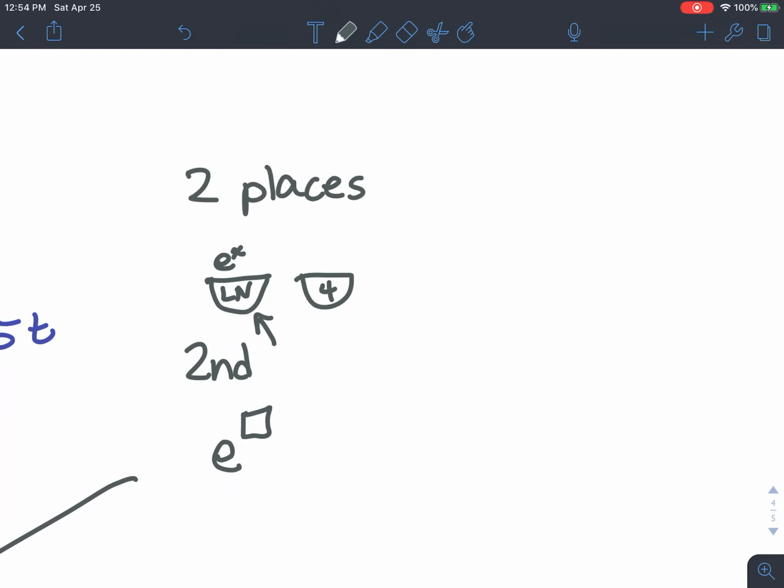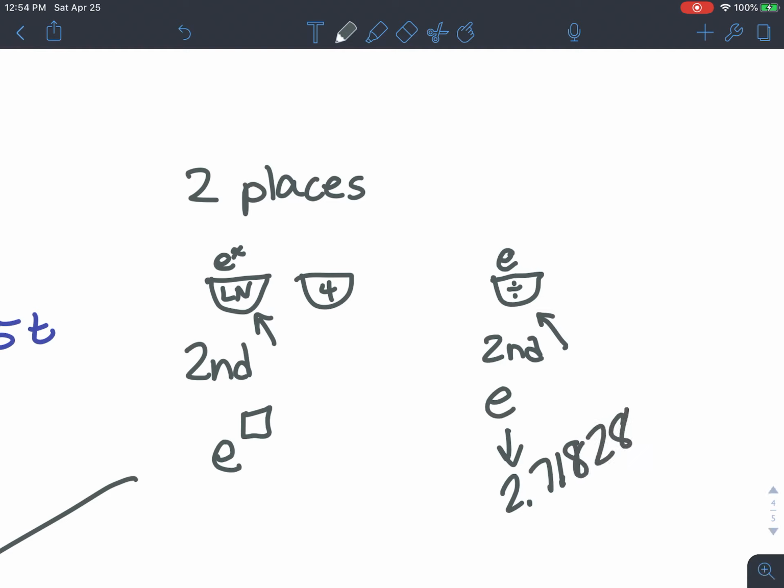If you just wanted e and you didn't want an exponent, then that is above the division sign. So here's the division sign over on the right side, and above that is just a single blue e. And if you hit that button, so second division, the calculator will just print the letter e, but it knows that this number is 2.71828. So that's where you're going to find your e.